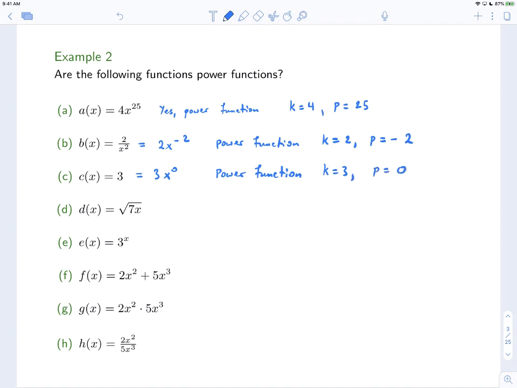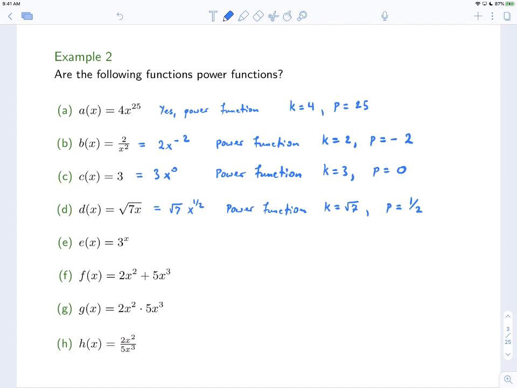What about d? d at x equals the square root of the quantity 7x. So once again we rewrite it. This is the square root of 7 times the square root of x, but we can write that as x to the 1/2. The square root of x is x to the 1/2, so that's x to a power. So this is indeed a power function. In this case, k is equal to the square root of 7 and p is equal to 1/2. So it's okay if p is not an integer. p can be equal to 1/2.